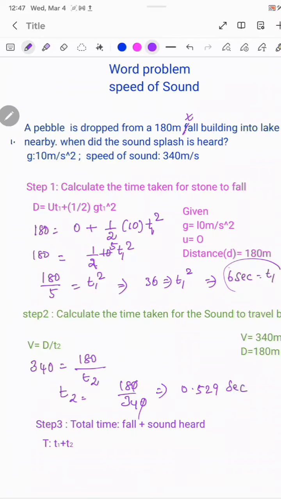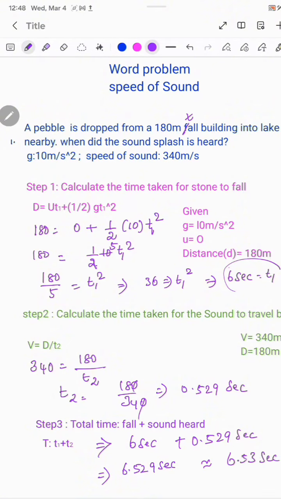This is your t2, right? Now we have to calculate the total time, from the fall till it is heard. So two times you have to add. One is 6 seconds and the other is 0.529 seconds. So the total is 6.529 seconds, or we can round it up to 6.53 seconds.